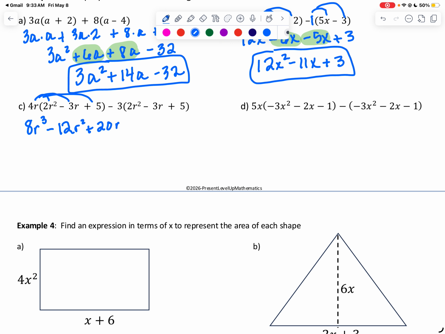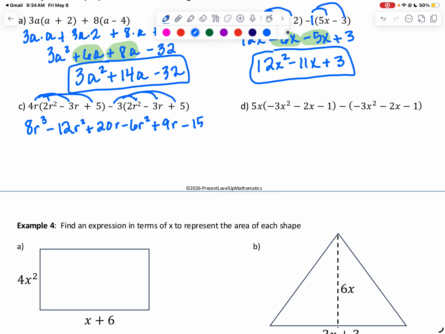Now multiply everything in this second parenthesis by negative 3. So negative 3 times 2r squared would be negative 6r squared. Negative 3 times negative 3r would be positive 9r. And negative 3 times 5, negative 15.